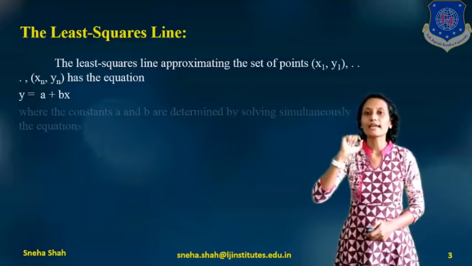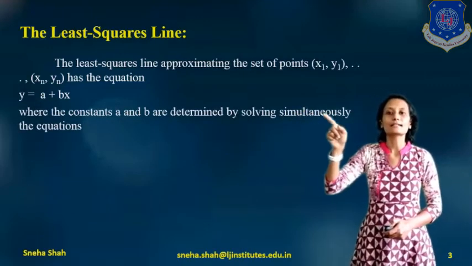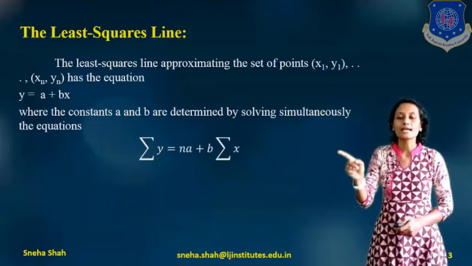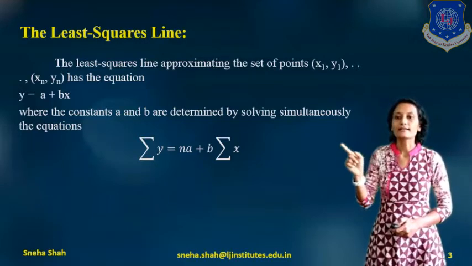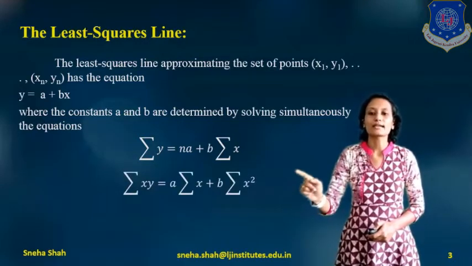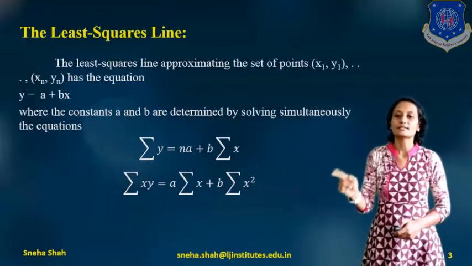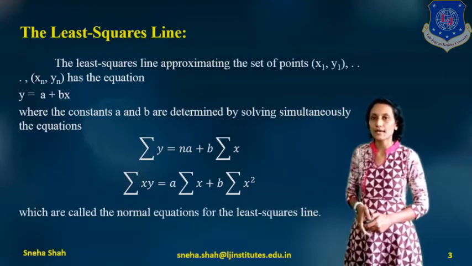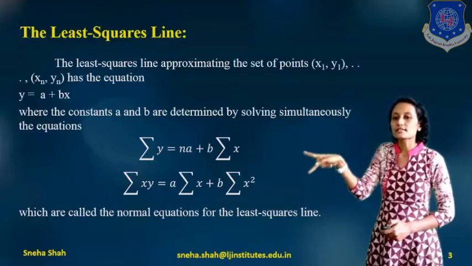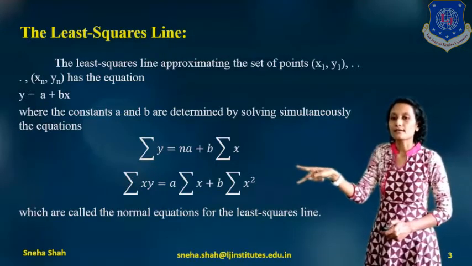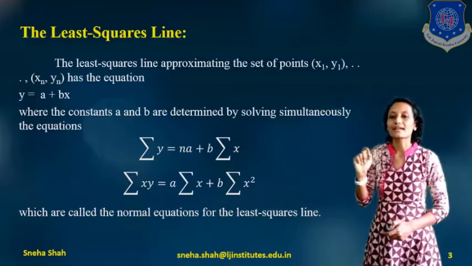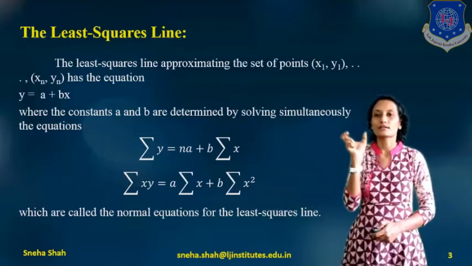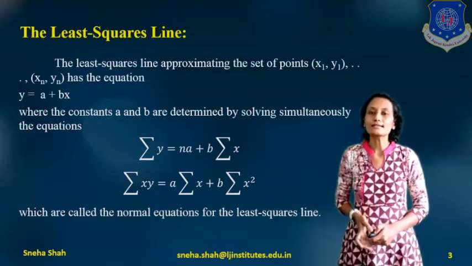Here the values of a and b are constants, and they will be determined by solving the equations: summation y equals n into a plus b summation x, and the second normal equation, summation xy equals a summation x plus b summation x square. These two equations are considered the normal equations of this least square line. We use these two equations to solve the example, find the values of a and b, and put these values in the equation to get the final equation of the line, y equals a plus bx.